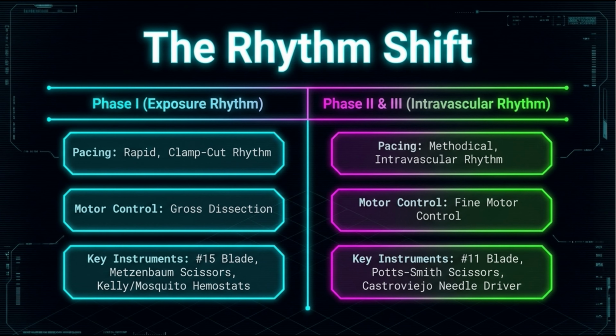There is a clear shift in surgical rhythm between phases. Phase 1 involves rapid, gross dissection with a clamp cut pattern. In contrast, phases 2 and 3 require slower, more controlled, fine motor movements. The instruments also change, shifting from general dissection tools to more delicate vascular instruments. Recognizing these shifts helps you adjust your pacing and anticipation.